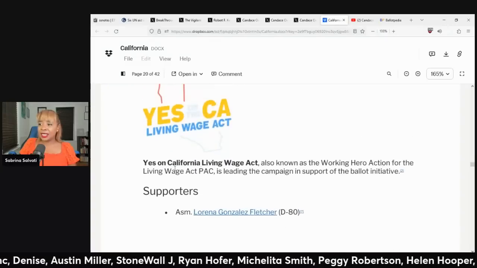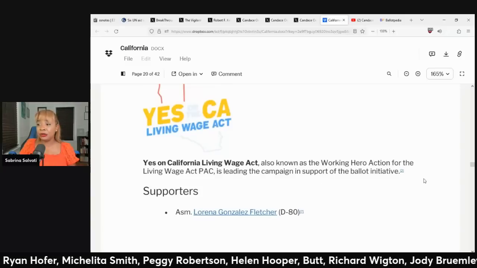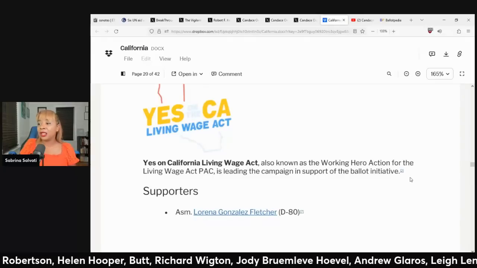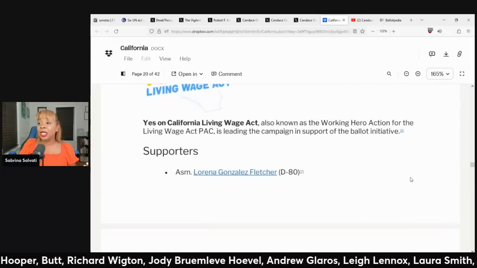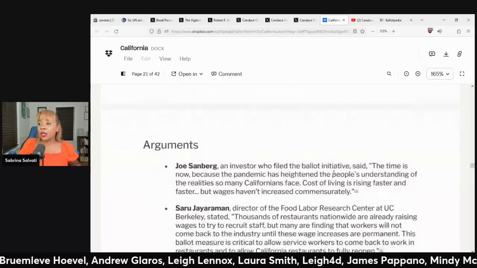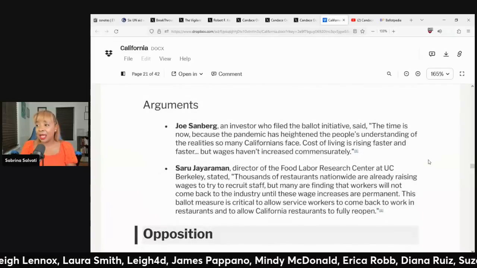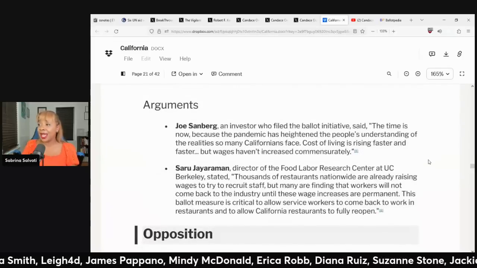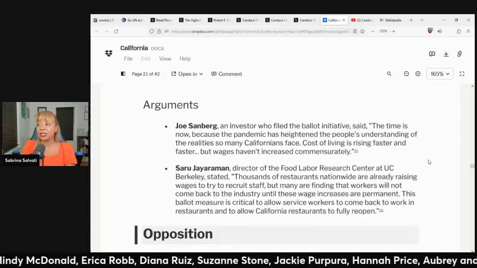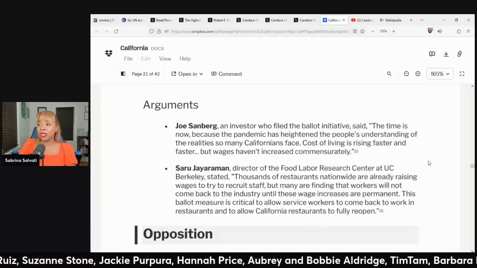This says yes on the California Living Wage Act, also known as the Working Hero Action for the Living Wage Act PAC, is leading the campaign in support of the ballot initiative. So that's who's leading it. It's supported by Assembly Member Lorena Gonzalez Fletcher. One of the arguments is, an investor who filed the ballot initiative said the time is now because the pandemic has heightened the people's understanding of the realities so many Californians face. Cost of living is rising faster and faster, but wages haven't increased.